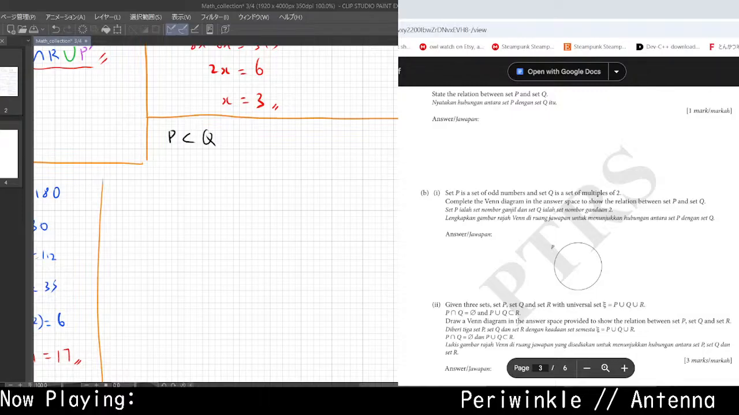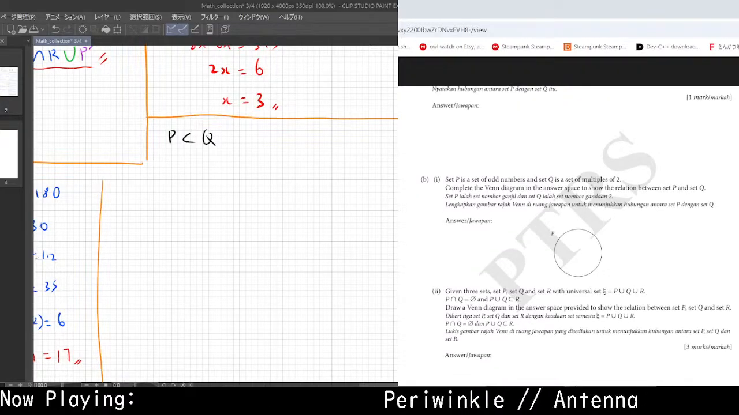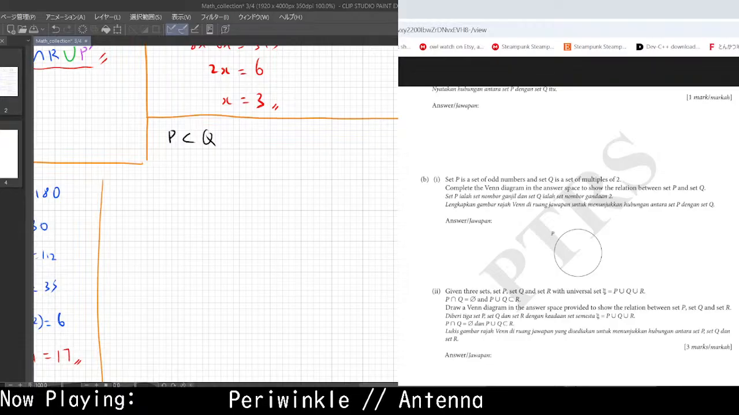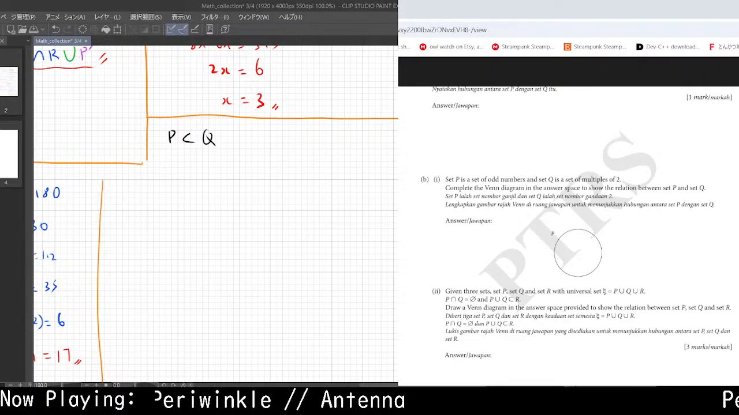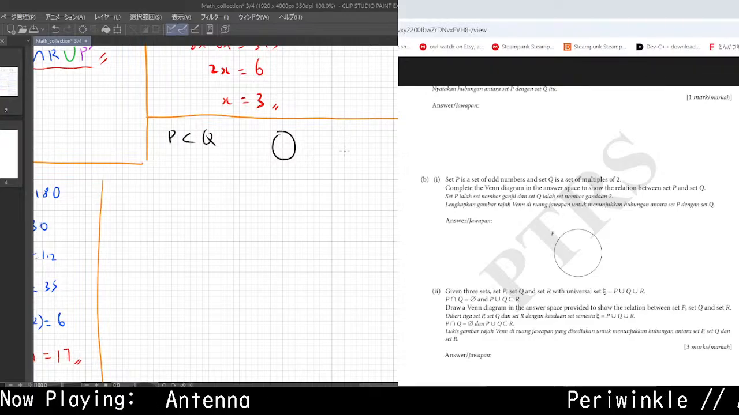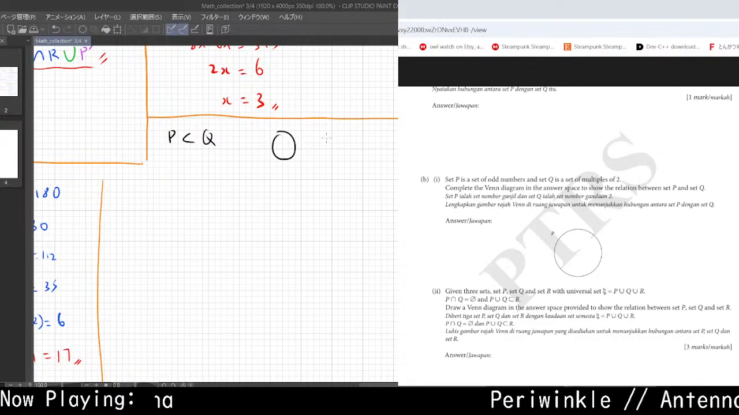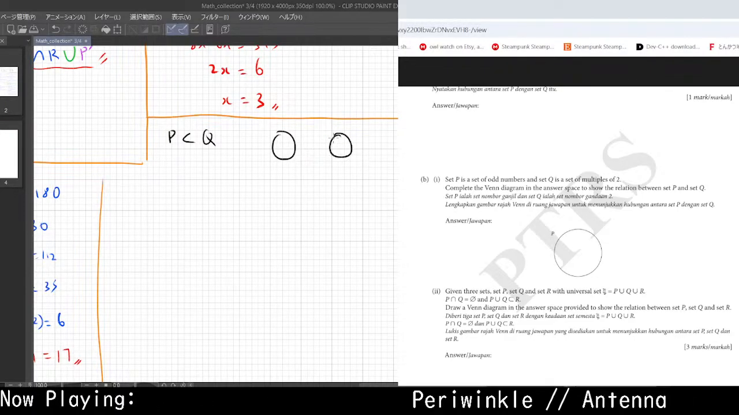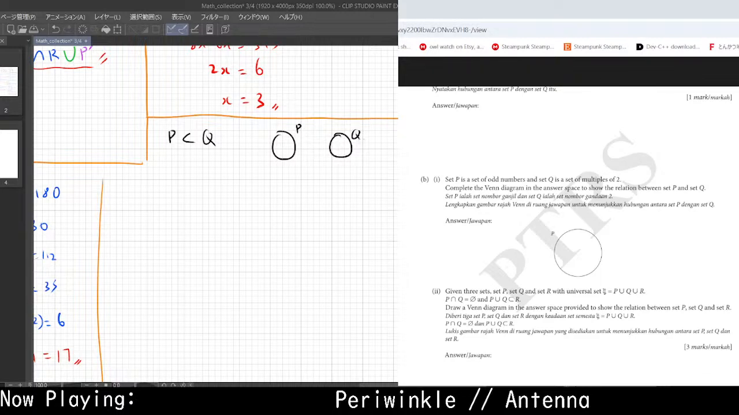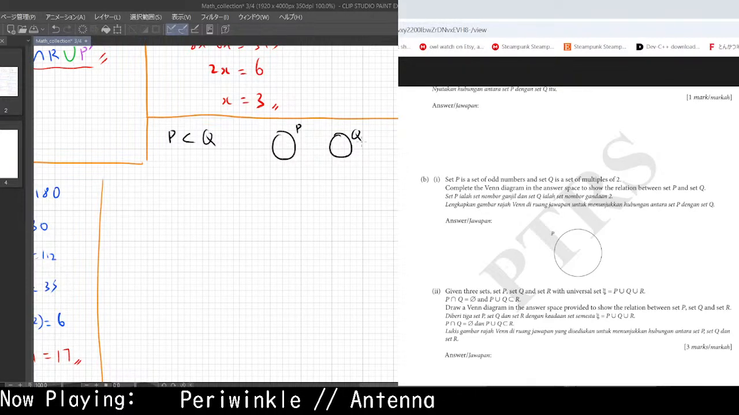B1, P is a set of odd numbers, set Q is a set of multiples of 2. Do they even have overlap? No, right? There are no odd numbers that are multiples of 2. P is here, Q is here. This is P, this is Q. Done. That's basically it.